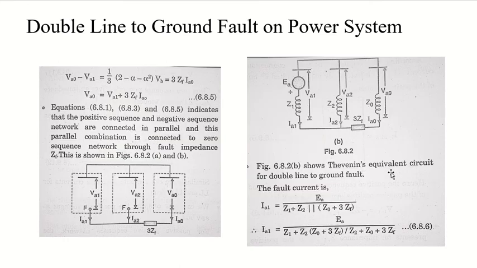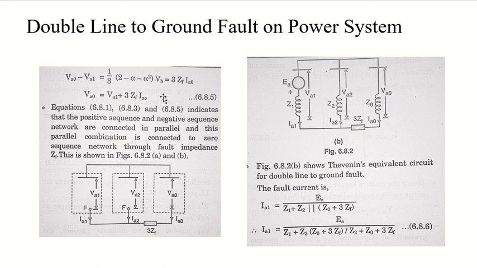And you know what the value of VA0 minus VA1 is. So instead of that, you can also write 3 into ZF into IA0. So if you want to find the value of VA0, then you can send this VA1 to the other side. So it will be VA1 plus 3 into ZF into IA0.